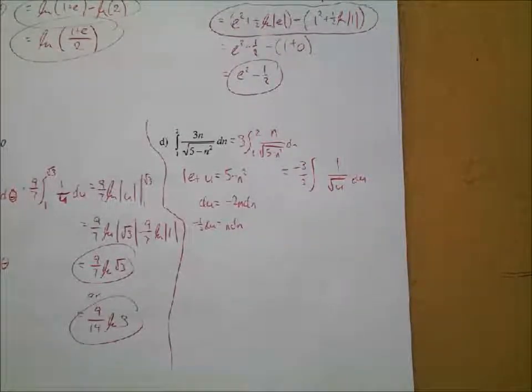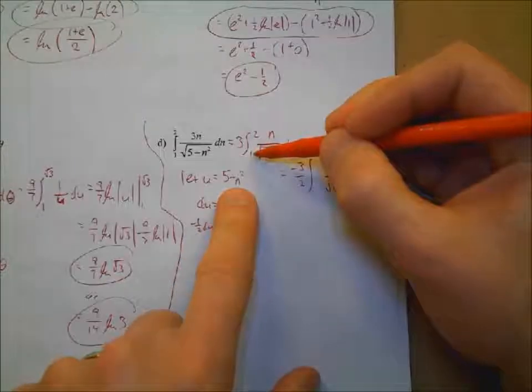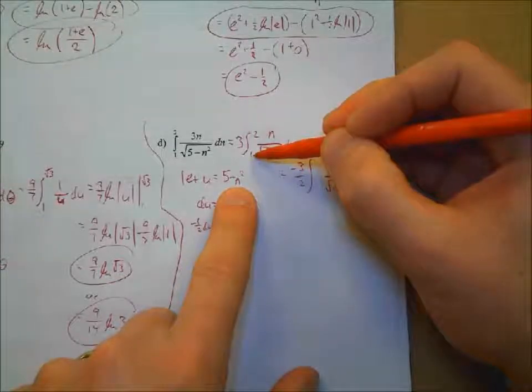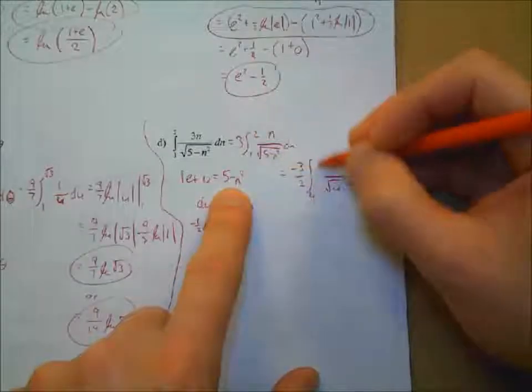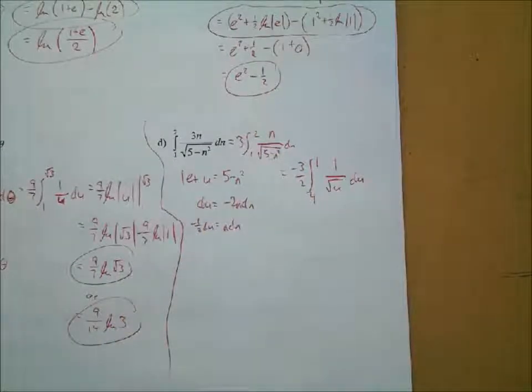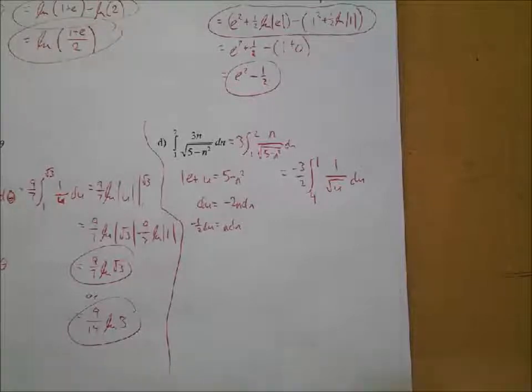All right, limits of integration here, we'll plug these in. So 1 in for the n, and so 1 squared is 1, 5 minus 1 is 4. 2 in, 2 squared is 4, 5 minus 4 is 1. So the integral of 1 over square root of u, of course, is the natural log of the absolute value of u.